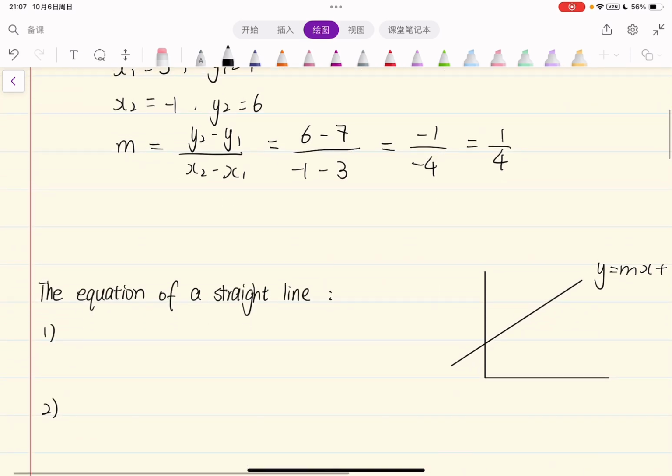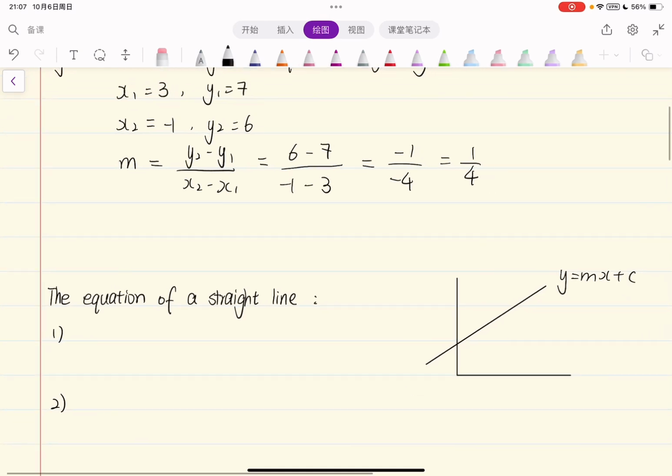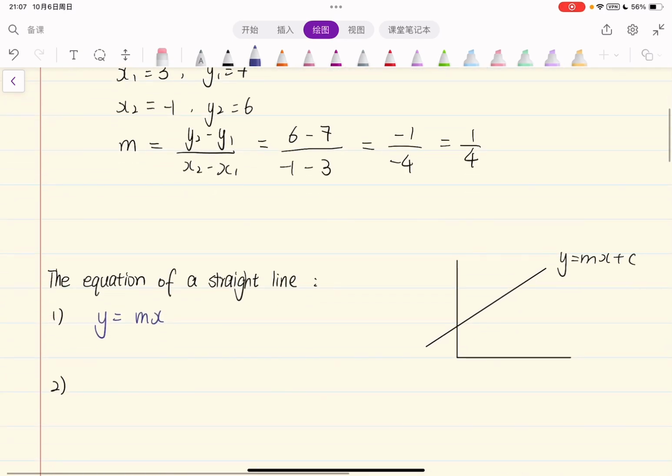For the equation of the straight line, we know the gradient. We can write that y equals mx plus c, where m is the gradient of this line and c is the y-intercept. When x equals 0, so that is where it crosses the y-axis, we have y equals c, that is (0, c). So we say that c is the y-intercept.